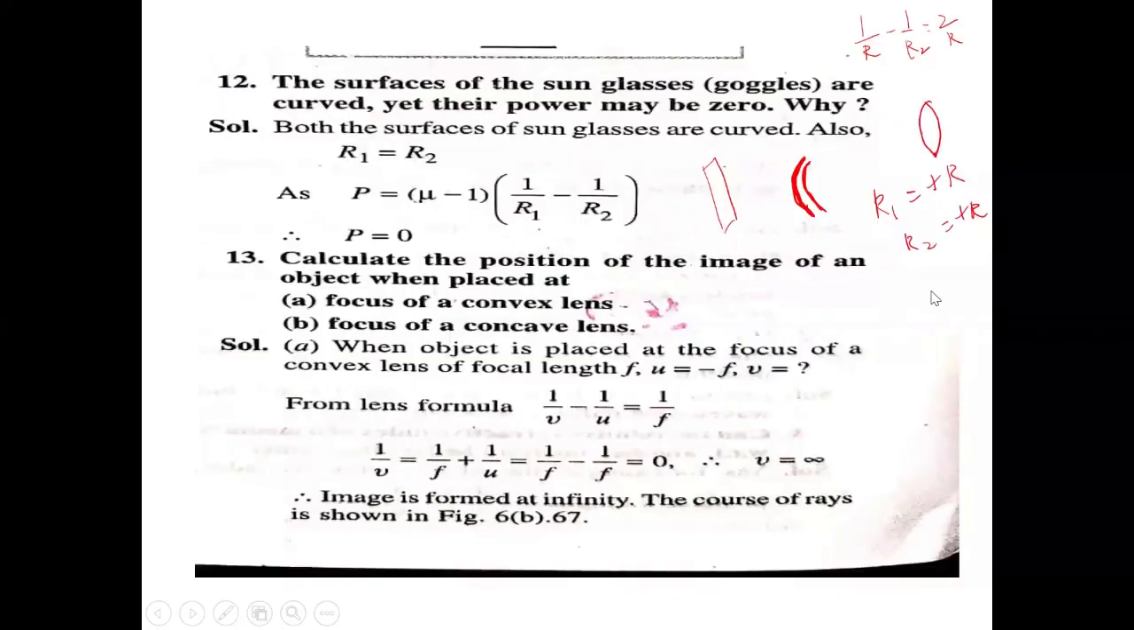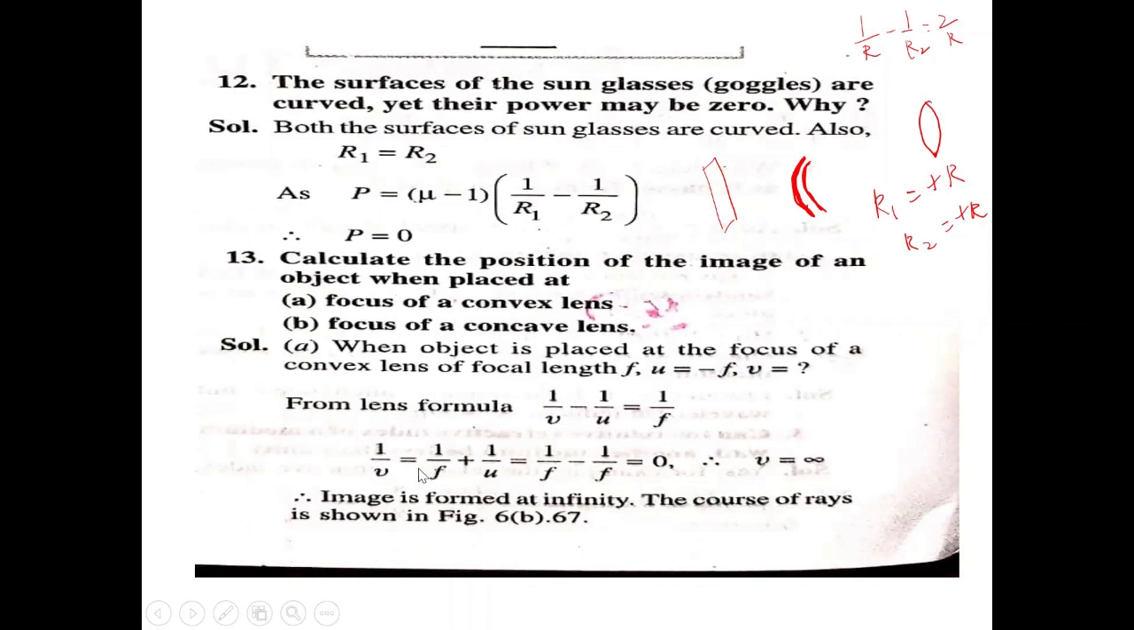Calculate the position of the image of an object when it is at the focus of a convex lens, and at the focus of a concave lens. What do you think? In both cases, the image is at infinity, isn't it? So you use the formula 1 by f minus 1 by f is equal to 0. So 1 by v is 0, so v is infinity. Students will make a mistake in this. They will calculate 1 by v, but they won't write v as infinity.